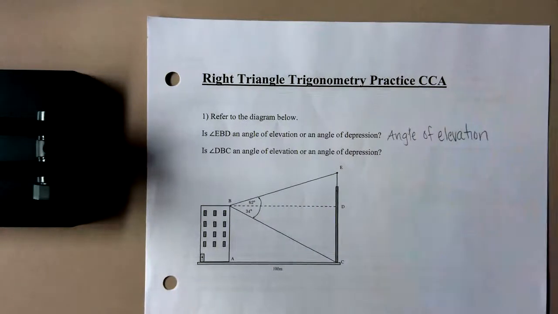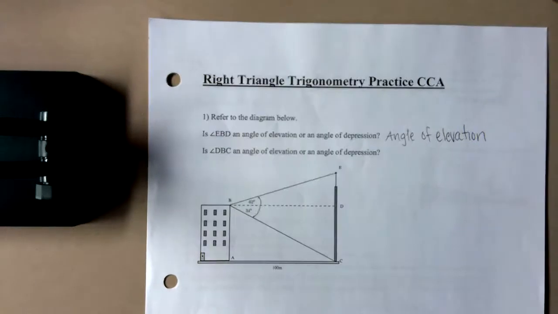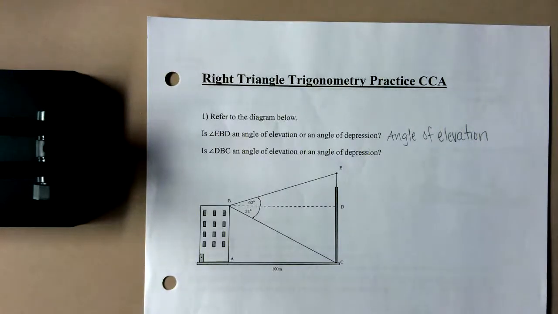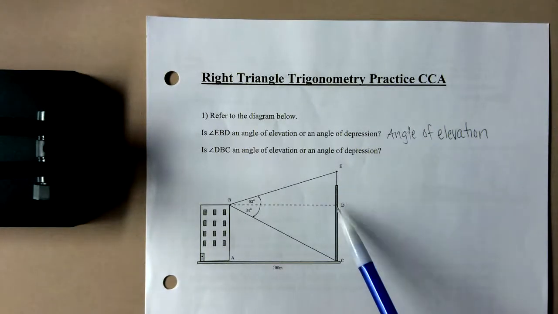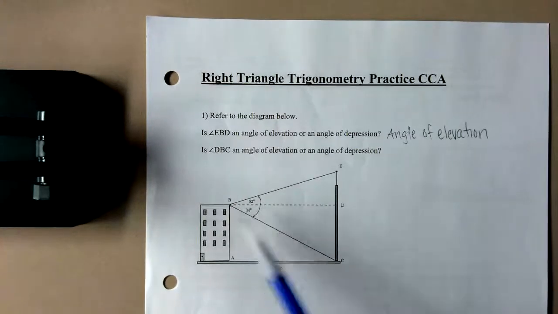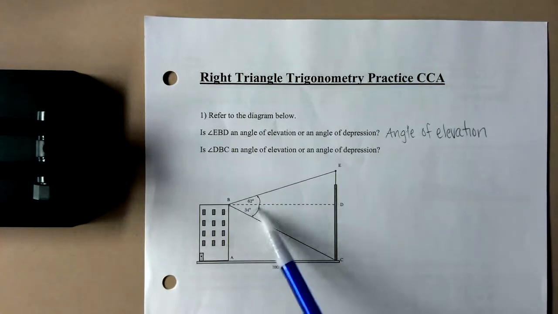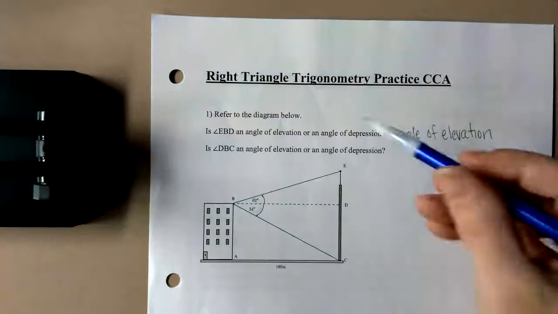And then the second part is angle DBC, an angle of elevation or an angle of depression? So we have to say angle DBC, which is this angle here. That would be the angle of depression.